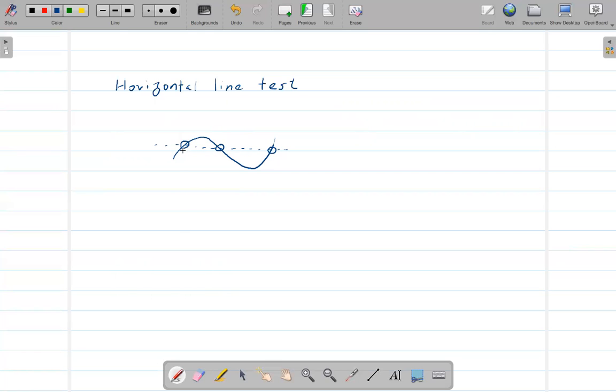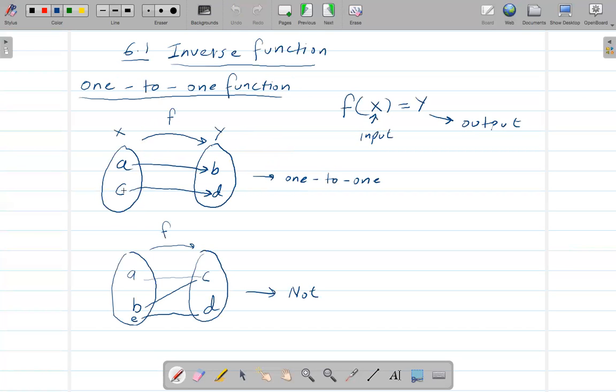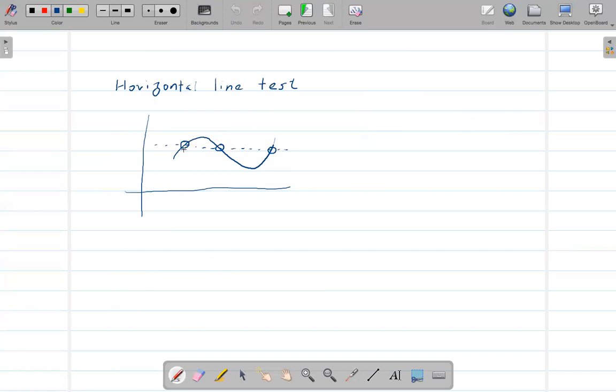Technically, I said that if two different inputs have the same output, then this is not one-to-one, and we see exactly the same thing here. Here, here, here, these are all different inputs. This is the x-axis, this is our y-axis. All of these inputs have the same output because the y value is always going to be here. That's why we use the horizontal line test.